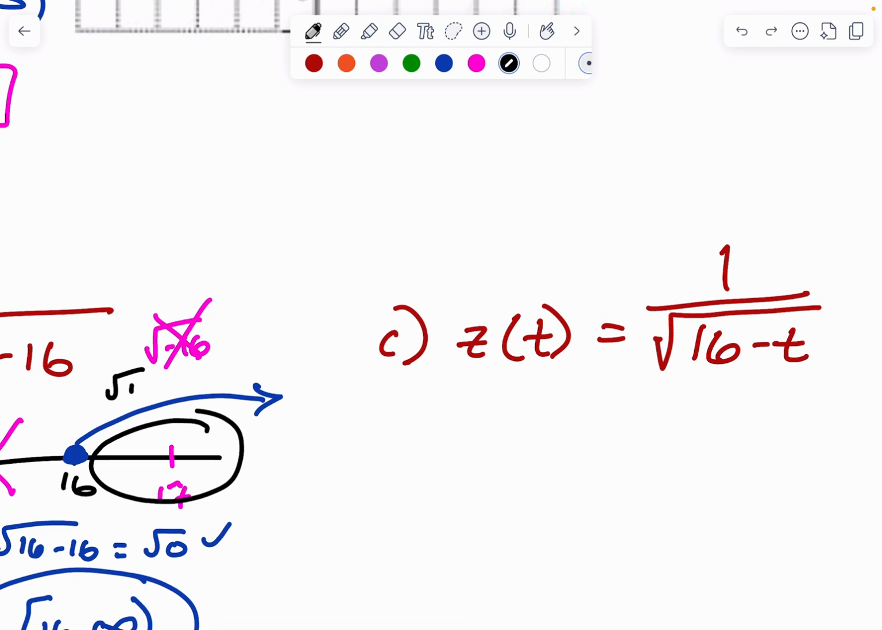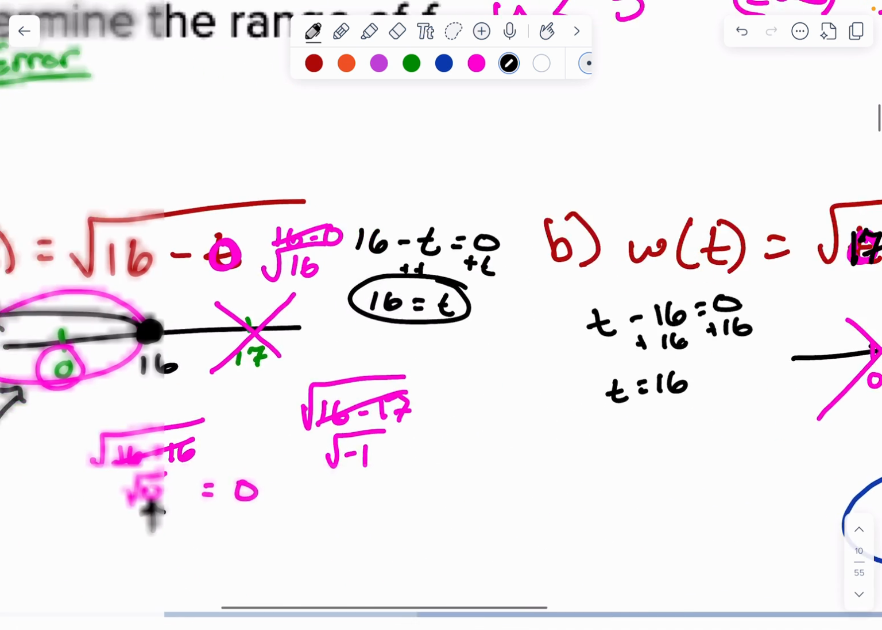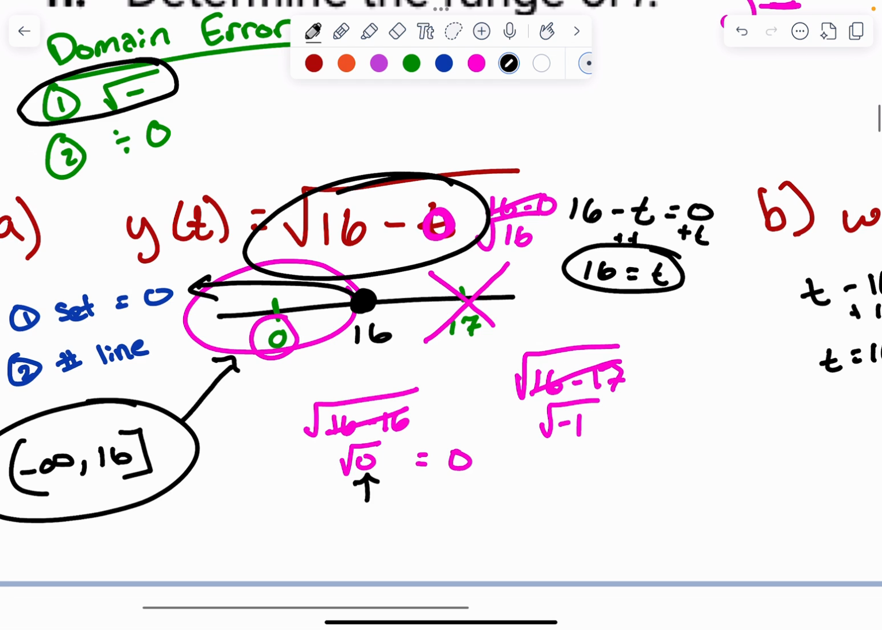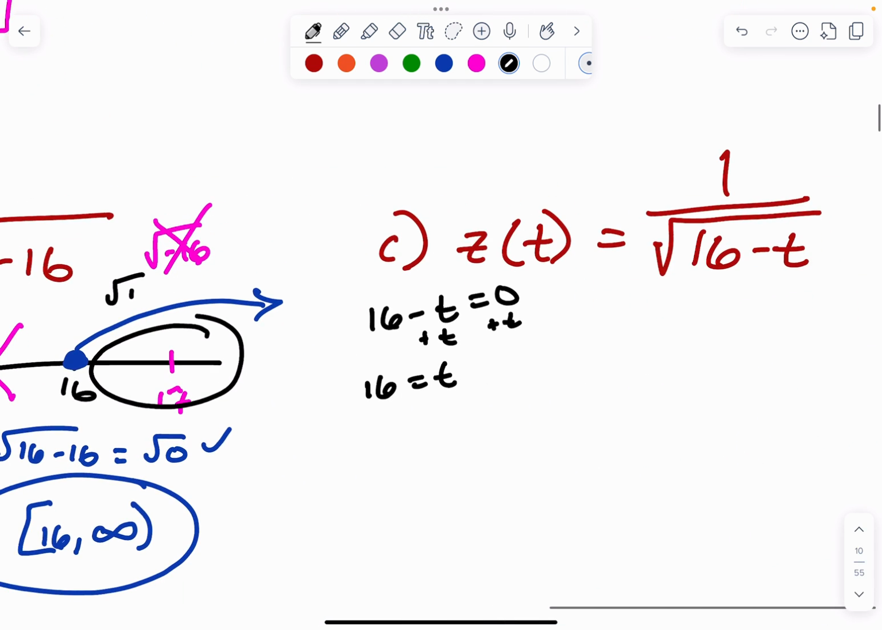So let's deal with the harder one first. Let's deal with the fact that we don't want a negative inside this square root. So I'm going to do, just like I was doing before, 16 minus t equals 0. That means if I add the t over, this is similar to what we did in part A, 16 equals t. This is going to be the same equation as part A, and I'll just show you all the way through. I'm going to do all the work again.